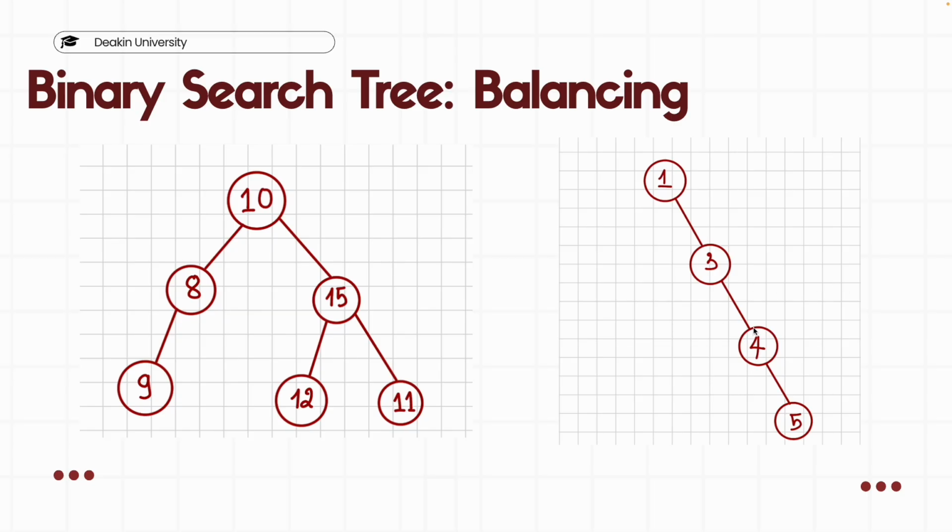For example, in ascending order, like 1, 3, 4, 5, it may become a linked list like this rather than a tree. In this case, the height of the tree becomes very large, and operations like search or insertion can take O(n) time complexity. So the key problem here is how can we keep the tree balanced after inserting or deleting a node. That is why we use the balanced binary search tree.